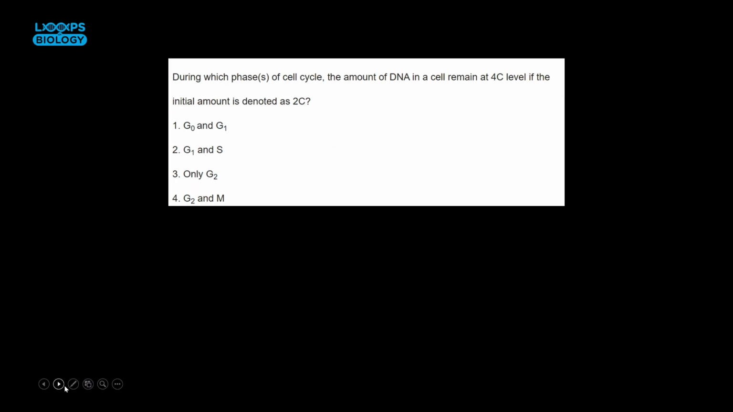During which phase of the cell cycle does the amount of DNA in the cell remain 4C? The amount of DNA will remain 4C if the initial amount was denoted as 2C. Alright, so that is a very interesting question. If I'm talking about S phase, alright, so there is G1 phase, then there is going to be an S phase, then a G2 phase, and an M phase. These are 4 different phases.